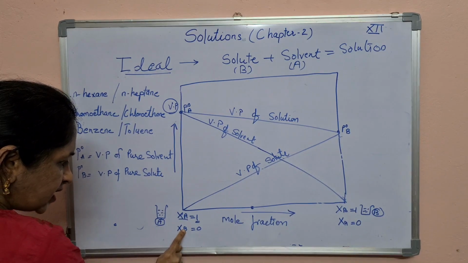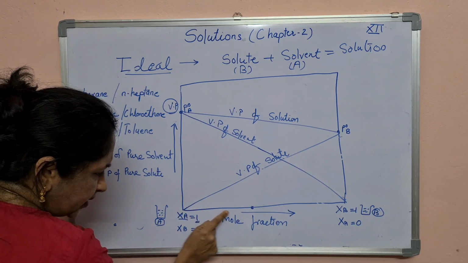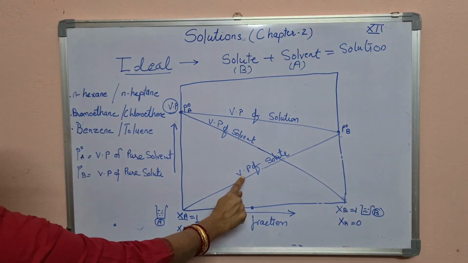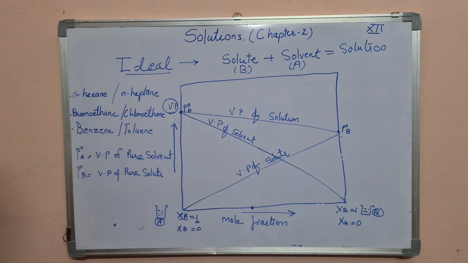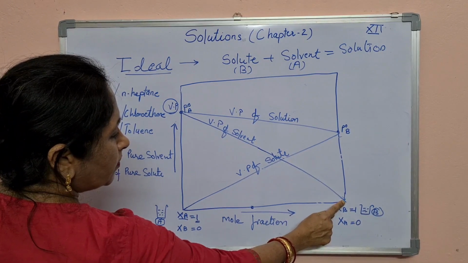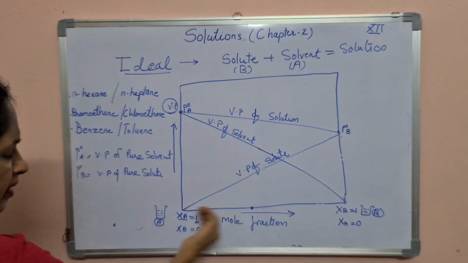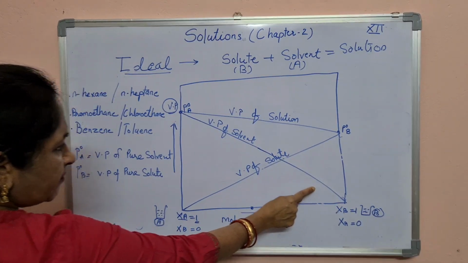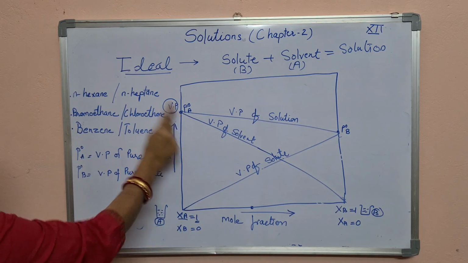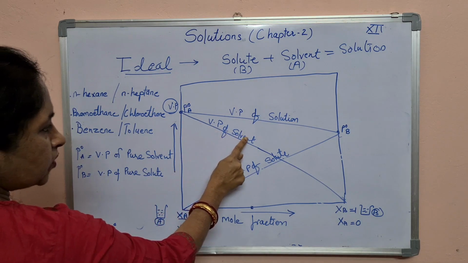Here you can see XB equals 0, vapor pressure also 0. If I am moving, XB concentration increases, vapor pressure also increases. So that is why this is the line of the vapor pressure of the solute. This side is the same. XA equals 0, pressure is also 0. If I am moving this side, slowly the concentration of A increases and hence the vapor pressure of the solvent also increases, and it reaches the maximum P naught A. So this is the line for the vapor pressure of the solvent.